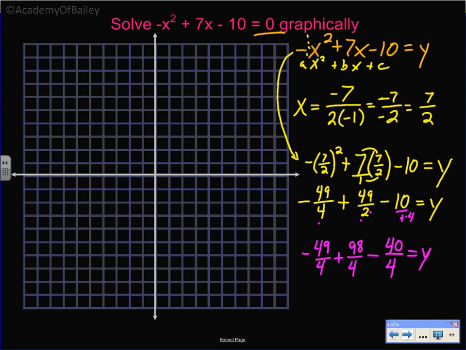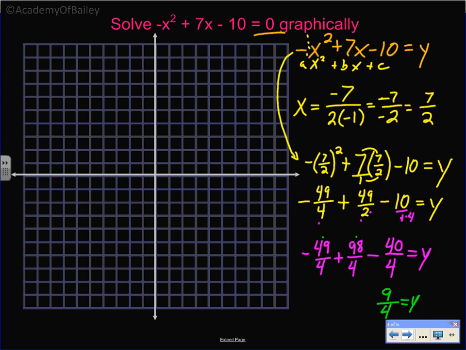And let's go ahead and add some of these numbers together. Negative 49, let me get a different color here. Negative 49 plus 98 is a 49. And then we minus 40 from it. That's going to give us 9, and that would be a positive 9. And on the bottom, we have 4. Let me erase some of my scratch work there. So y is equal to 9 over 4, a positive 9 over 4.